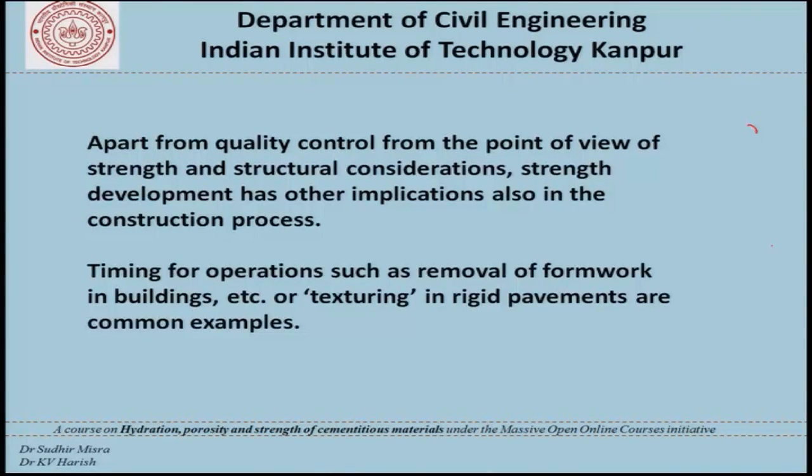Some of the operations which are important from that point of view are the timing for operations such as the removal of formwork in buildings or texturing in a rigid pavement. Now, texturing is the process by which we try to roughen the surface of a rigid concrete pavement in order to increase the friction so that it is easier for somebody to drive on that.